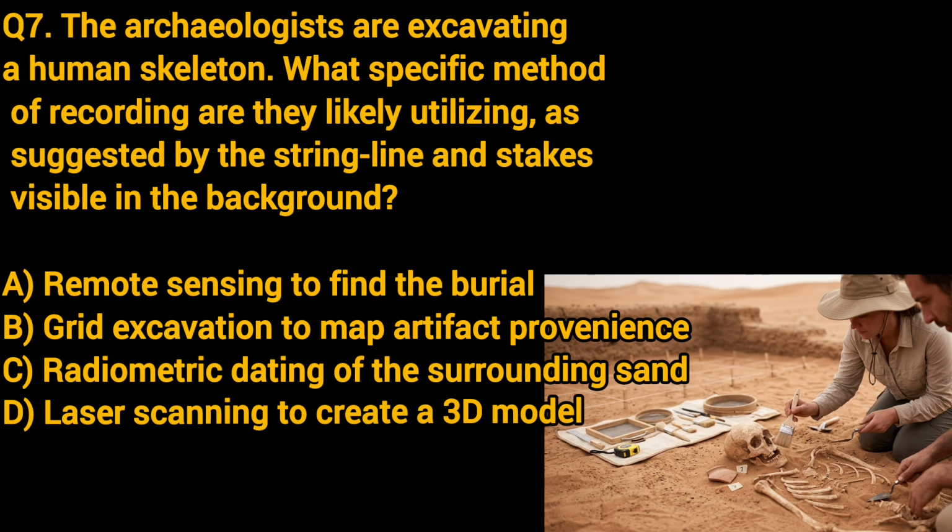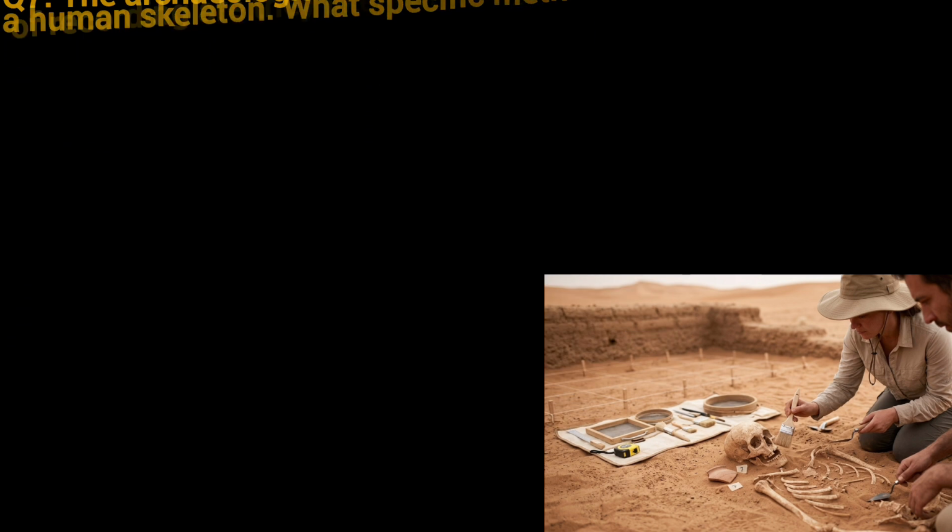The archaeologists are excavating a human skeleton. What specific method of recording are they likely utilizing, as suggested by the string line and stakes visible in the background? A. Remote sensing to find the burial. B. Grid excavation to map artifact provenience. C. Radiometric dating of the surrounding sand. D. Laser scanning to create a 3D model.